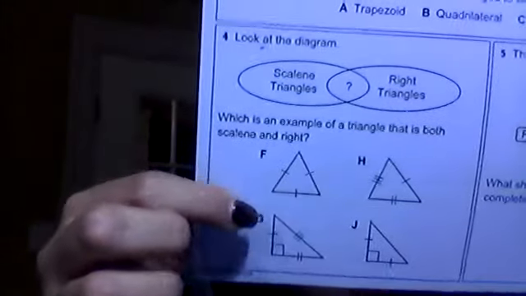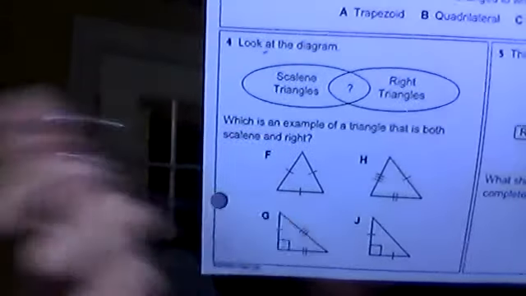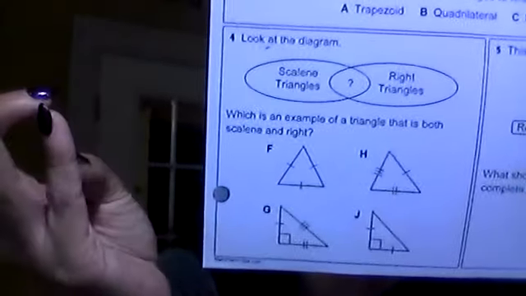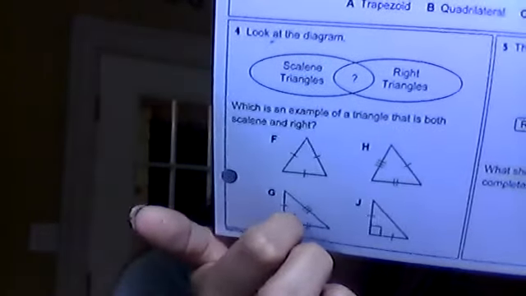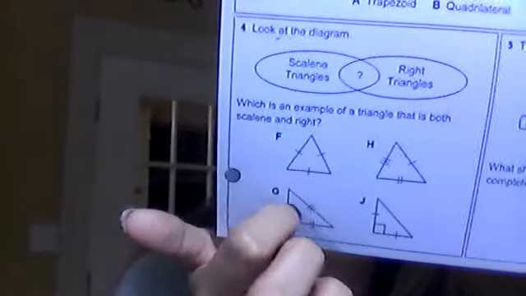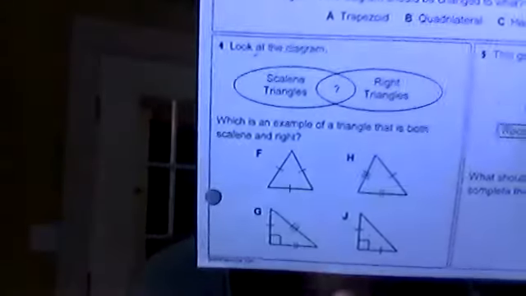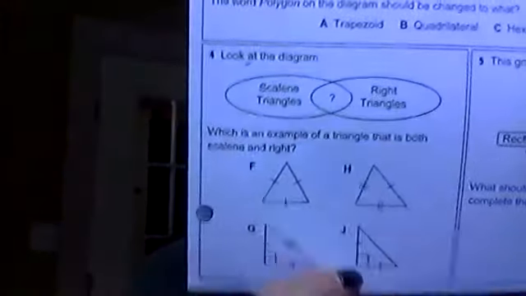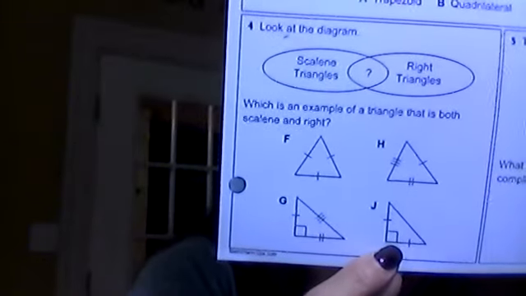Let's go to answer choice G. On G, we have one line, two lines, and three lines. That is telling me that it is a scalene triangle. It does have a right angle as well. So it could be our answer. Let's double check the last one. On the last one, we have two sides that are the same, and we have a right angle. So we do have the right angle.